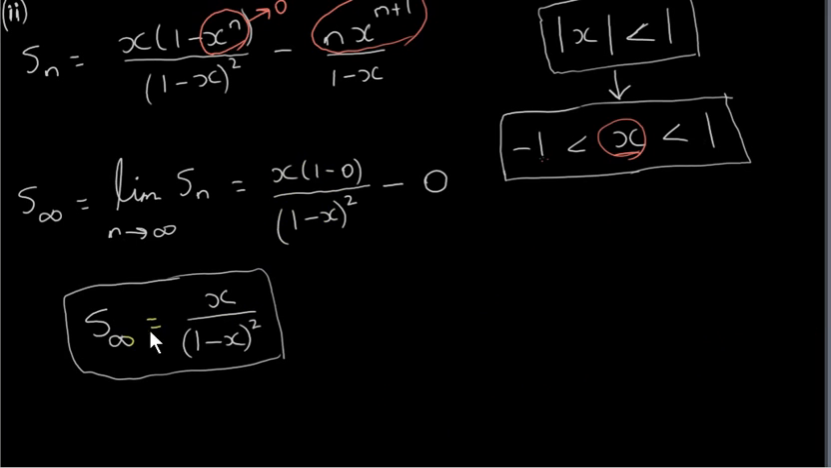So simplifying this, we see that the sum to infinity is x times 1, which is x over 1 minus x squared.